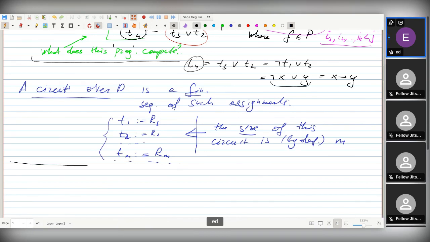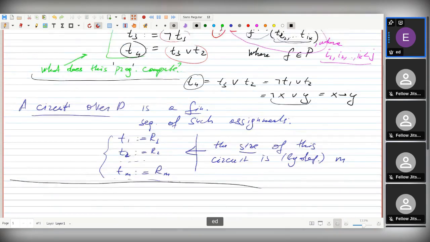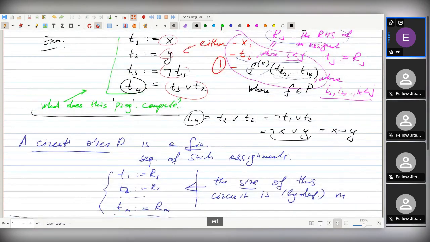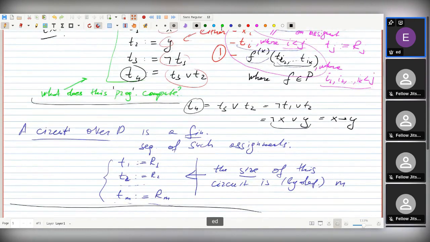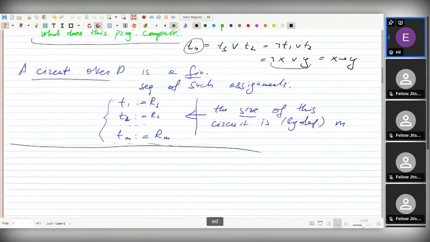It is quite natural to map every circuit to a Boolean function. In fact, you can map a circuit of size M to a sequence of M functions. But even if you take just one function, it would be interesting. So let us make an observation.